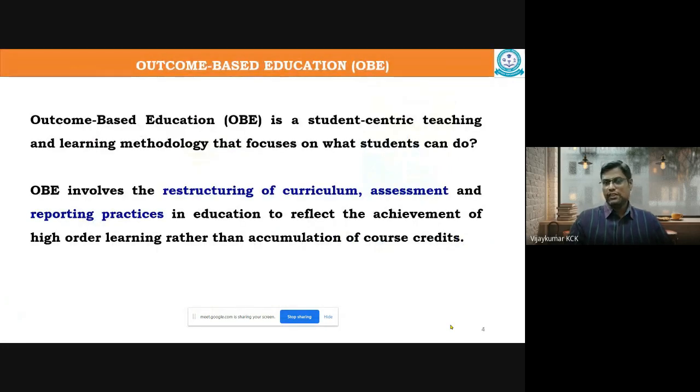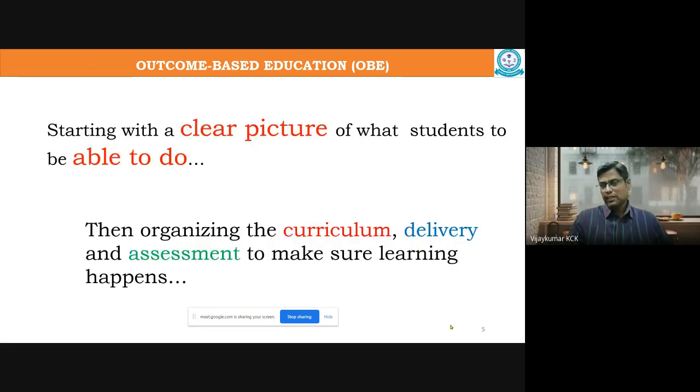Everyone knows that OBE is a student-centric learning methodology. The entire structure of curriculum, assessment, and practices is focused on the student's perspective. That is what OBE speaks of. It gives a clear picture of what the students are able to do after pursuing the course, subject or matter. That is the underlying idea of the outcome. Accordingly, the curriculum, delivery, and assessment pattern have to be planned.